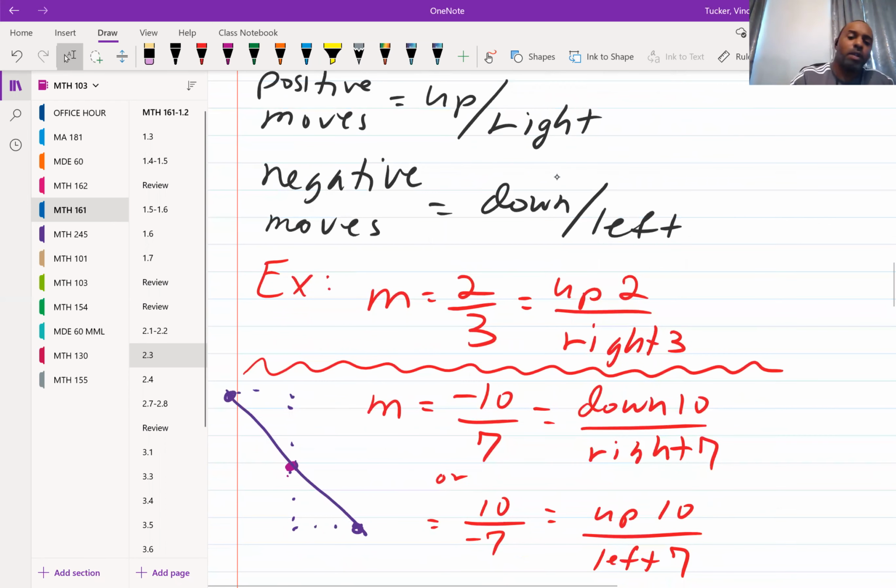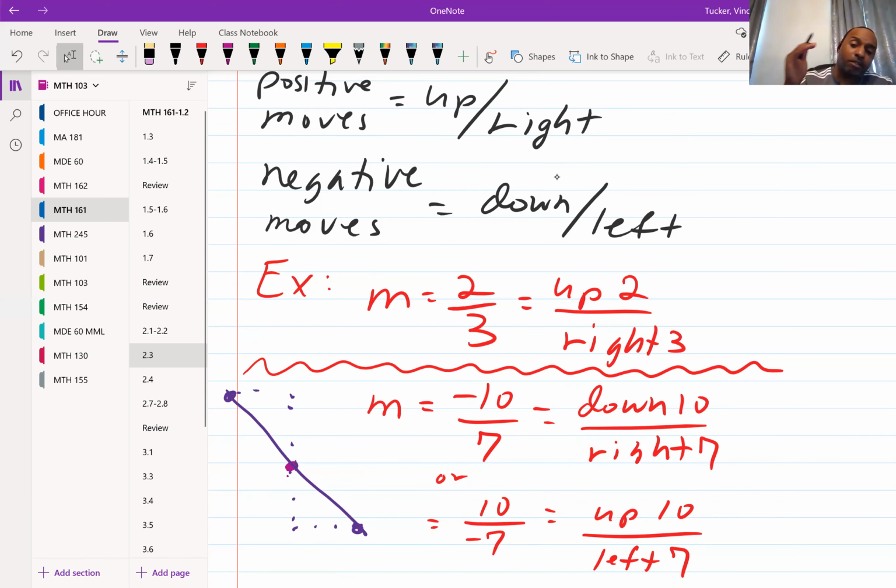Then the next one, -10 over 7. So we have to be careful here. So your fraction is negative, but both numbers aren't negative, because if both numbers were negative, then that would be positive. You know, negative over negative is positive. So you just have to make a decision on where you're going to assign the negative. I always say just give it to the numerator, but if you decide to give it to the denominator, that's fine. You still will get the same line. So what do I mean by that? If I have negative 10 over positive 7, that means I would go down 10, right 7.